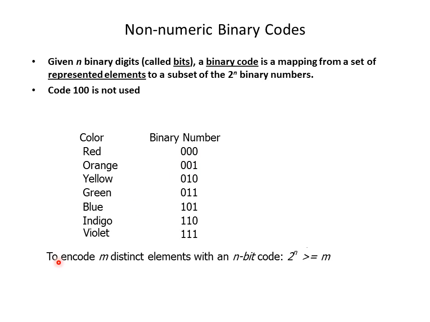So if there are m distinct elements and we use an n-bit code, then 2 to the power n is greater than or equal to m. That means the m distinct elements should be less than or equal to 2 to the power n.